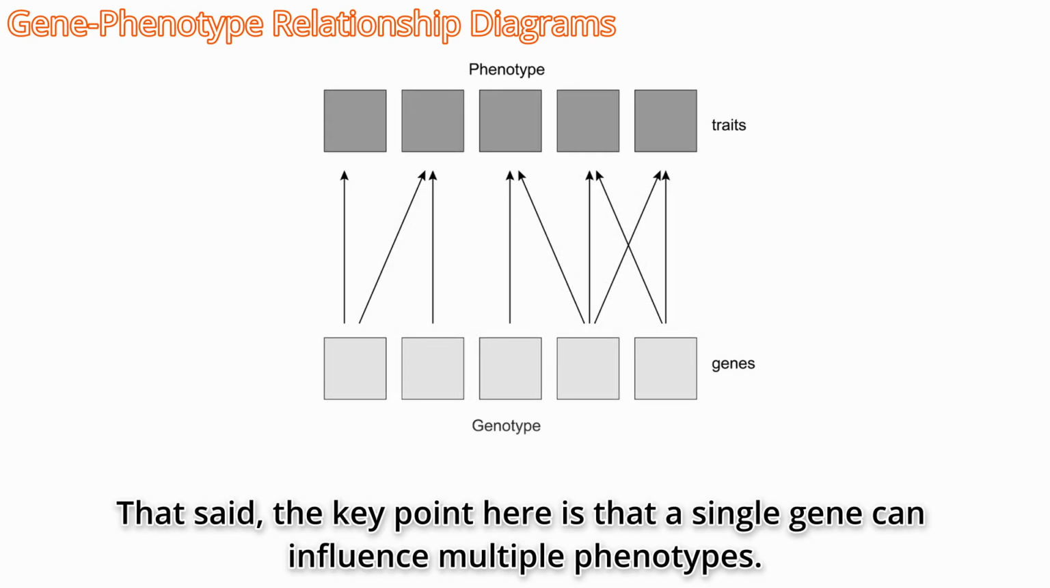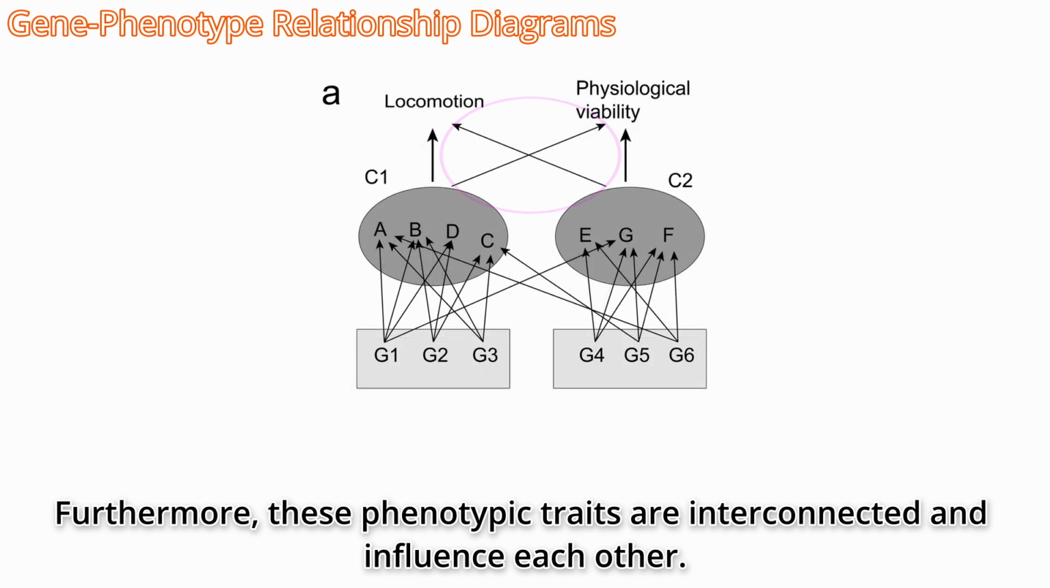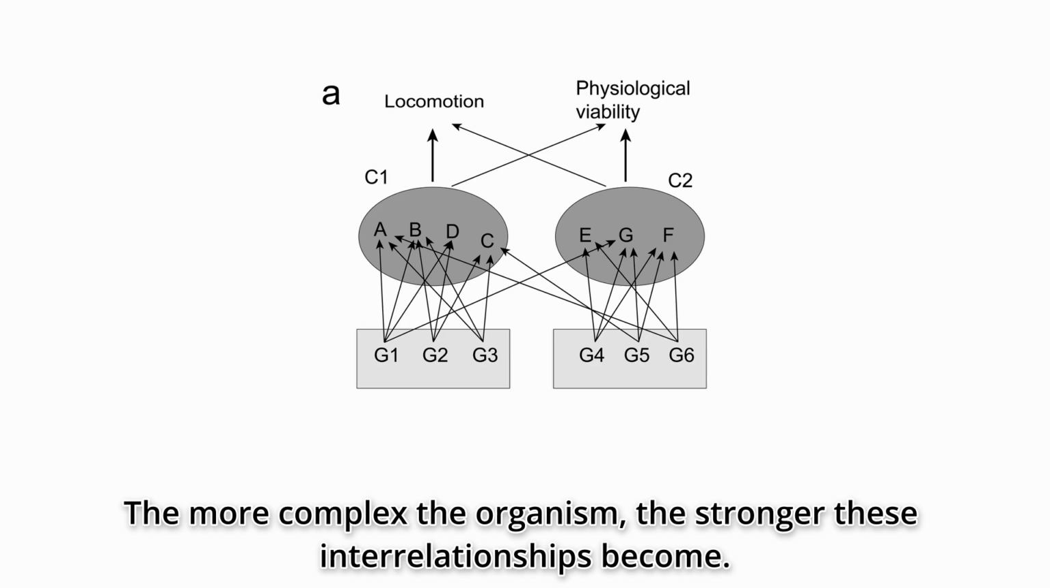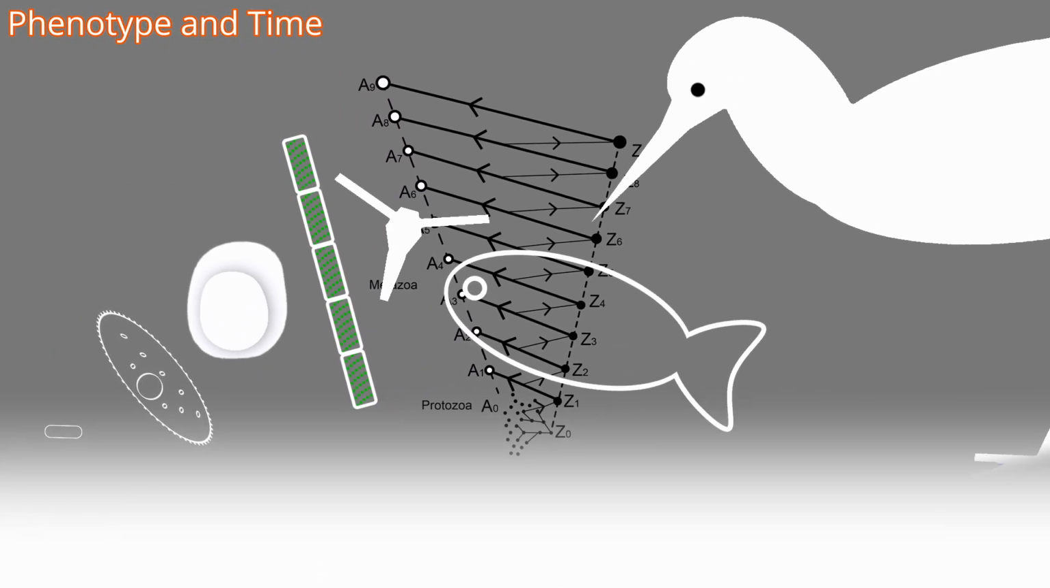That said, the key point here is that a single gene can influence multiple phenotypes. Furthermore, these phenotypic traits are interconnected and influence each other. The more complex the organism, the stronger these interrelationships become.